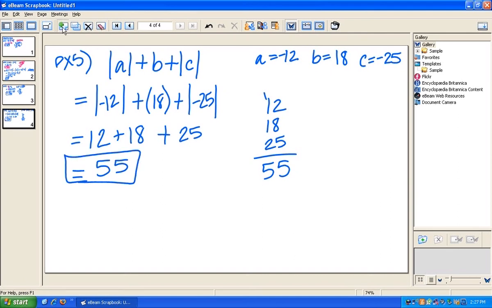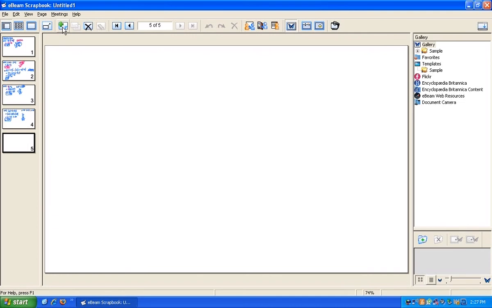Okay, I'm going to write down the problems that I would like you to solve for homework tonight, and then you may bring them in with these notes tomorrow. So problem number 1 is A minus B minus C, and A is equal to -12, B is equal to 18, and C is equal to negative 25.